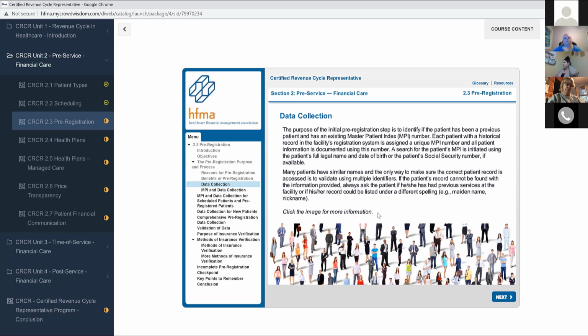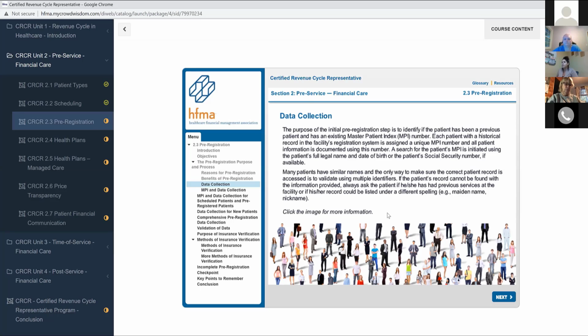Data collection. The purpose of the initial pre-registration step is to identify if the patient has been a previous patient, has an existing MPI number. Each patient with a historical record in the facility's registration system is assigned, we went over this, I think, in week 2, a unique identifier, which is the master patient index number. And all the patient information is documented using that number.